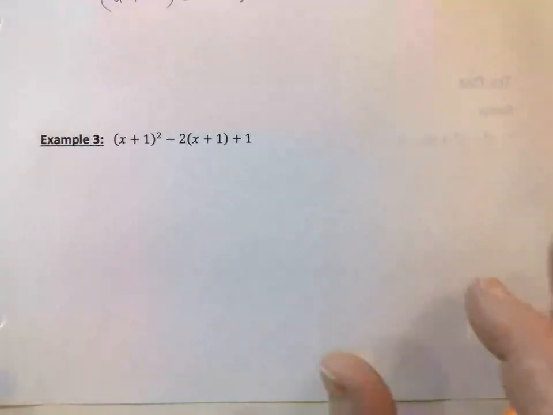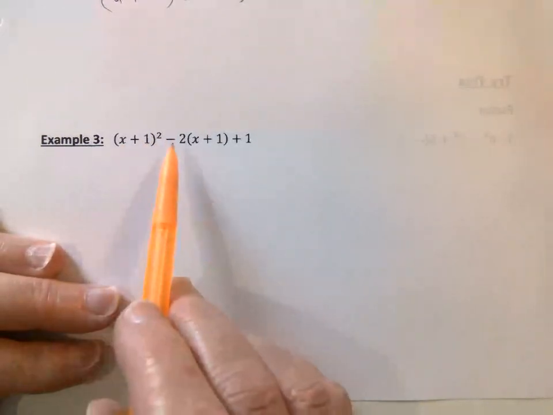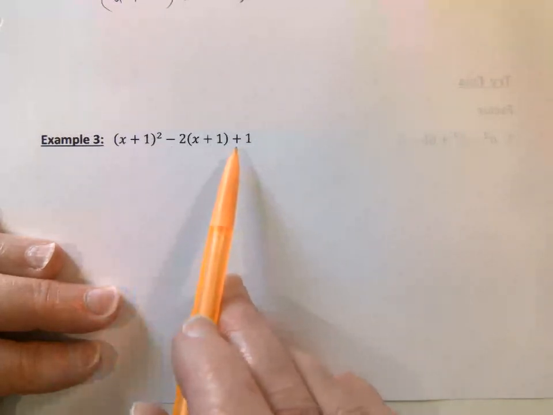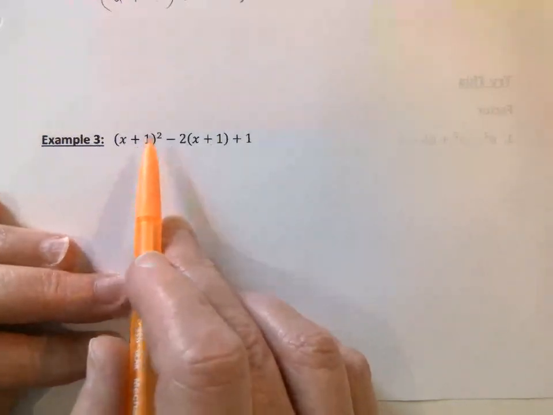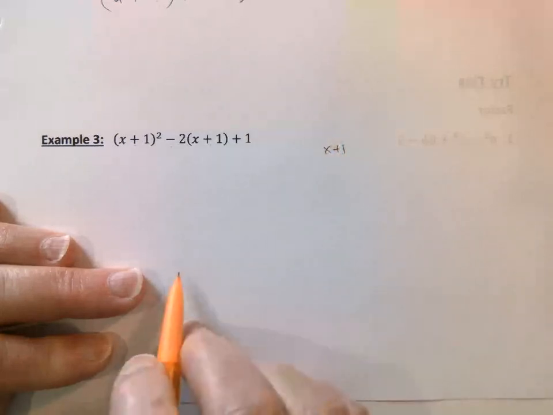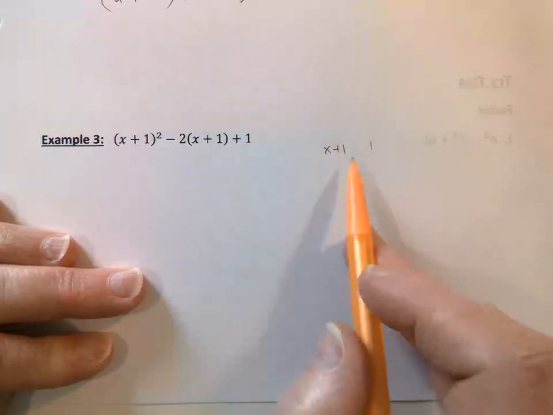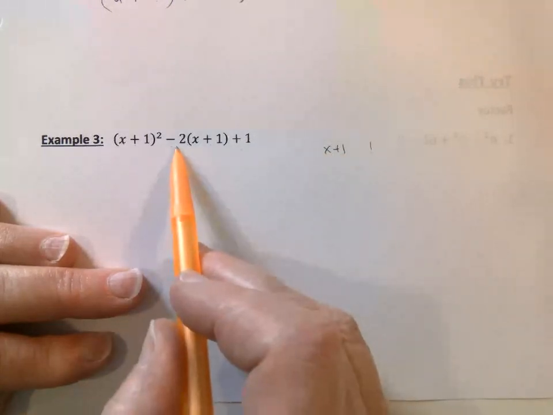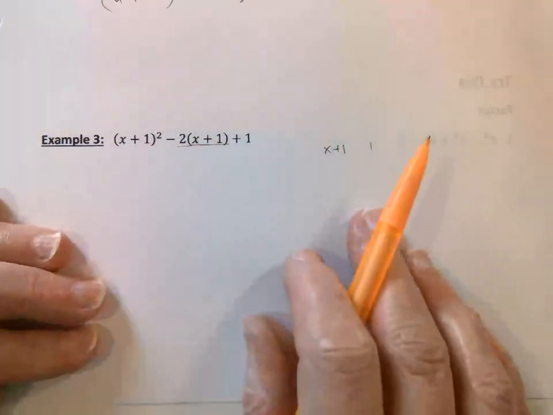All right, so now let's look at this one. We have x plus 1 squared minus 2 times x plus 1, plus 1. This is a trinomial, and it looks like a perfect square trinomial. Let's check it. The square root of x plus 1 squared is just x plus 1. The square root of 1 is just 1. If I multiply these together, x plus 1 times 1 is x plus 1 times 2 is 2 times x plus 1. So this is a perfect square trinomial.